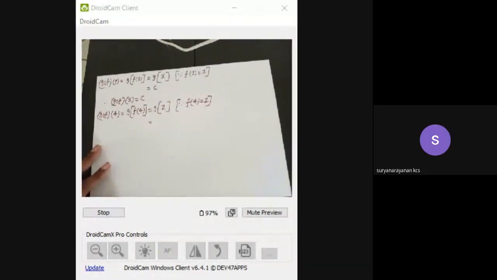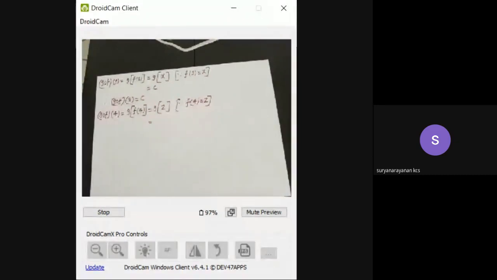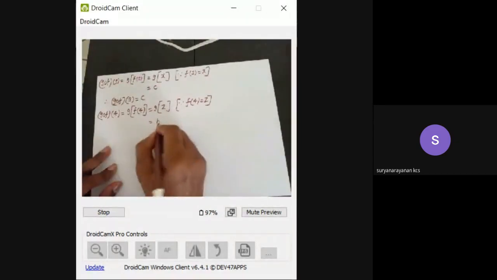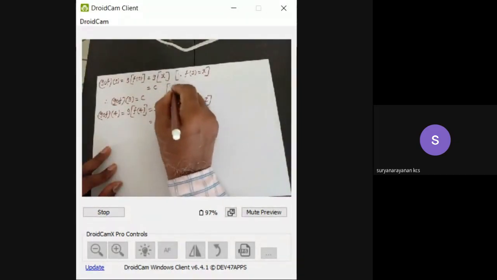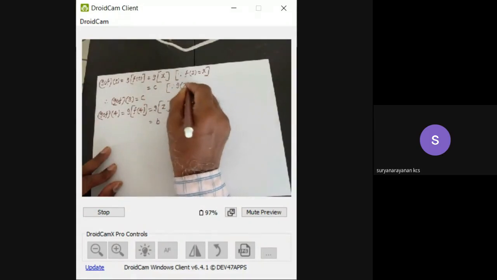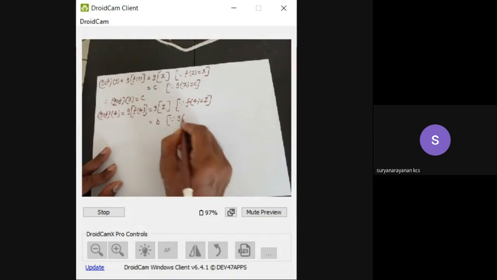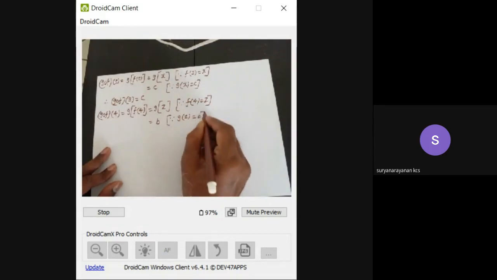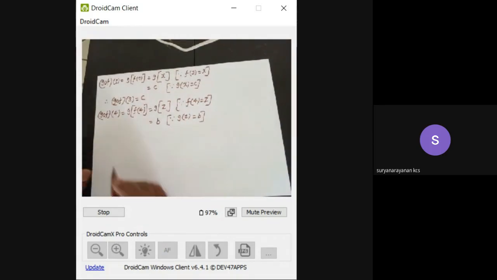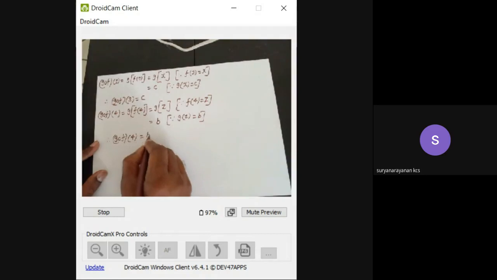Sir, it is B. G of Z? Yes, B. G of Z value is B. Because here I am writing G of X value is C, here G of Z value is B. Okay. Therefore, G circle f of 4, or GOF of 4, is equal to B.